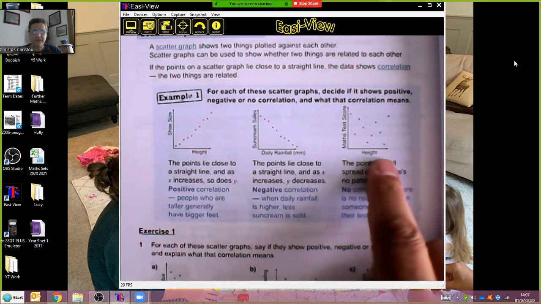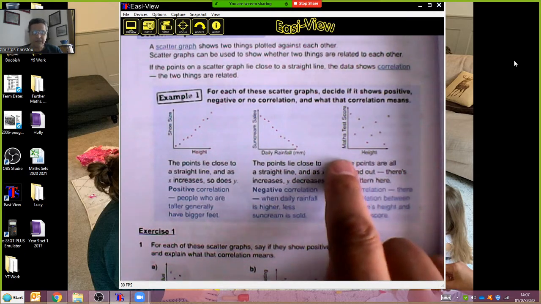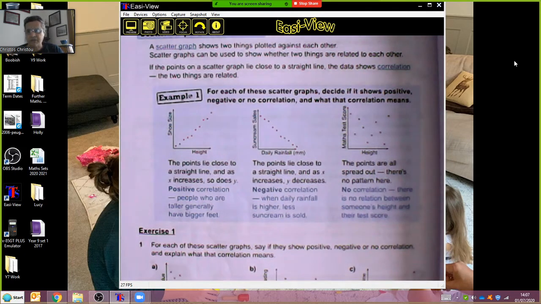Just to emphasize, the height of a person and their math test scores have no bearing whatsoever. You can be little and get high scores, you can be a big beefy chap and get really low scores. Probably because you're concentrating on your bodybuilding rather than on your maths.